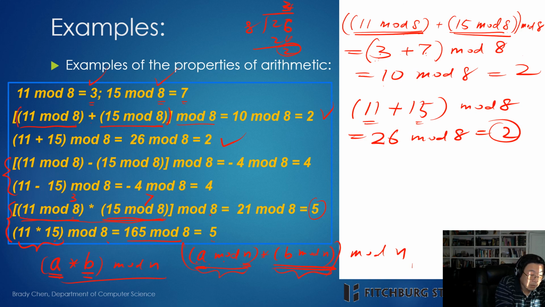Now, if you don't know this, let's think about this one. Let's suppose that we try to calculate this.